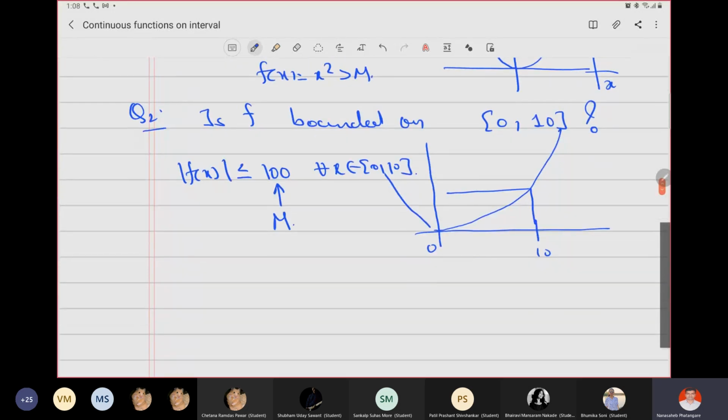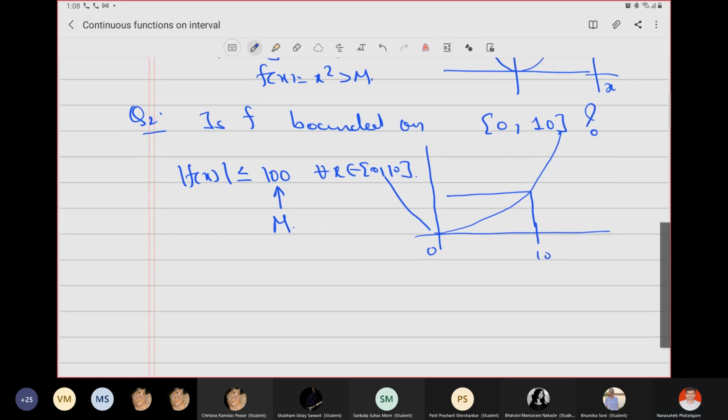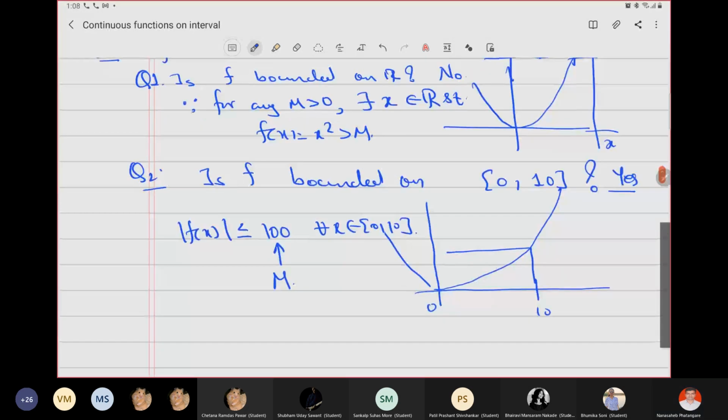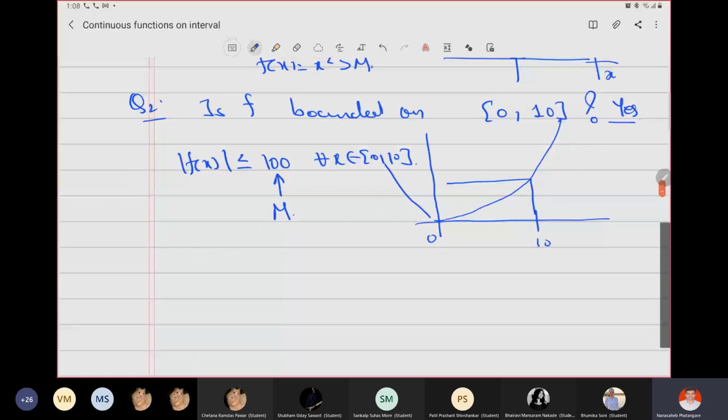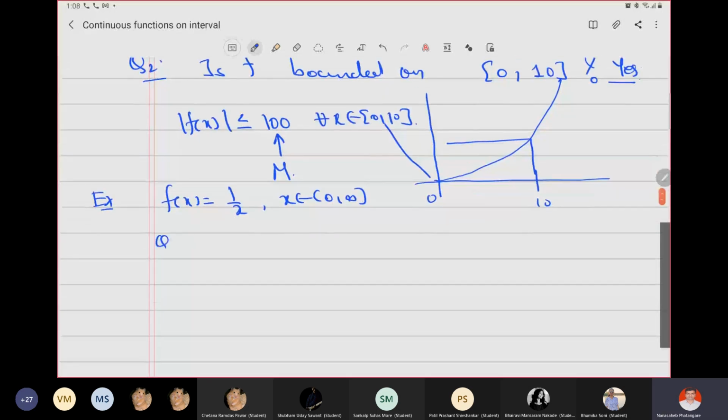Therefore, the same function may be bounded on some set, but may not be bounded on some other set. So it depends on which set you are talking about and which function, right? So that you should understand. So if I define f of x is equal to 1 by x, x is in 0 to infinity, is f bounded on 0 to infinity?